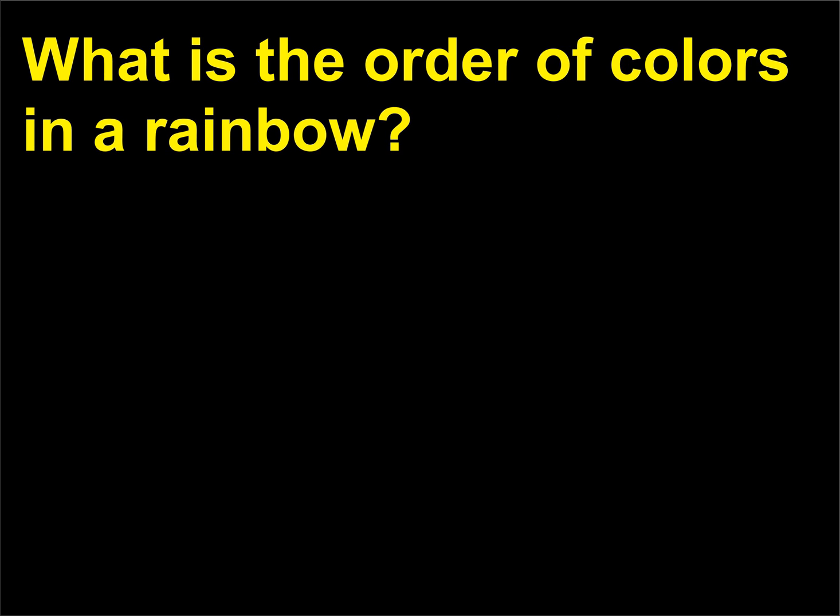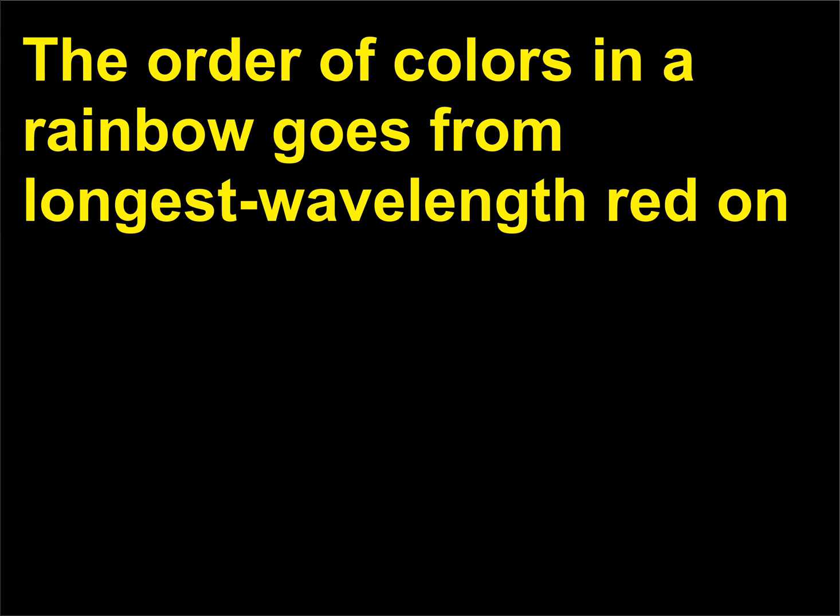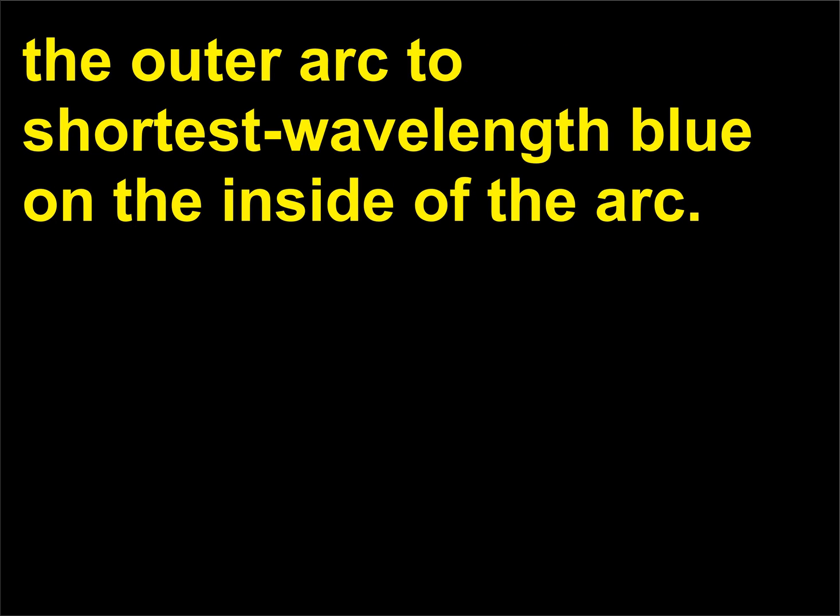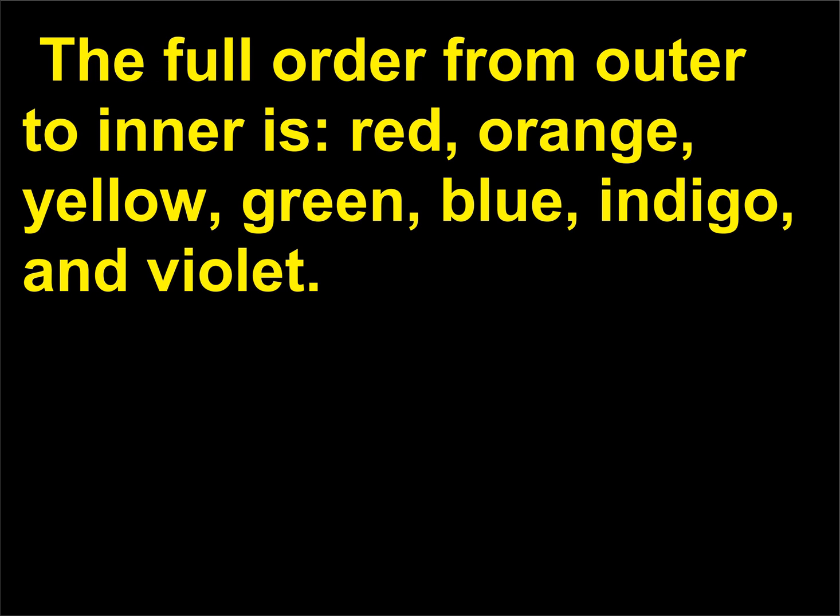What is the order of colors in a rainbow? The order of colors in a rainbow goes from longest wavelength red on the outer arc to shortest wavelength blue on the inside of the arc. The full order from outer to inner is red, orange, yellow, green, blue, indigo, and violet.